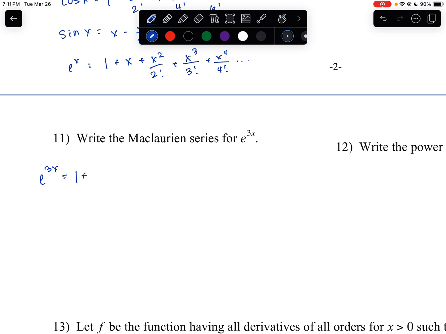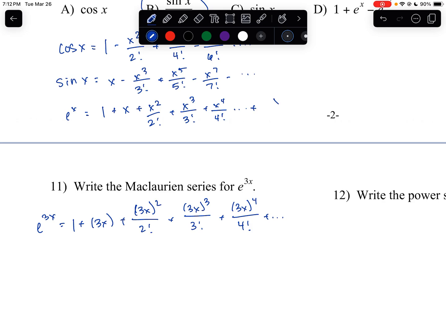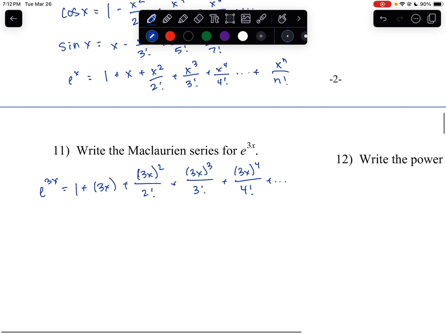So that'd be 1 plus 3x plus 3x squared over 2 factorial plus 3x to the third over 3 factorial plus 3x to the fourth over 4 factorial, and so on and so forth. And there you go. If we want to write the general term for this, it's x to the n over n factorial, so you can write it as 3x to the n over n factorial for the general term.